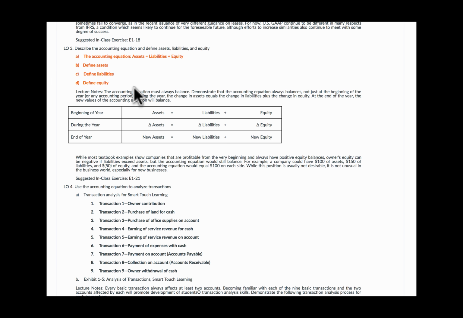Then if you go down to LO3, learning objective number 3, you will see further detail on the accounting equation. Again, assets equals liabilities plus equity. Now, to really start to understand how accounting works, this is absolutely essential. You must be able to define what these are and understand what these are. They are all different. There's a reason why they are what they are.